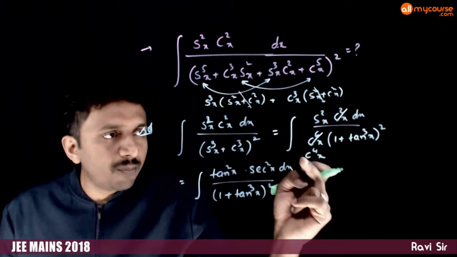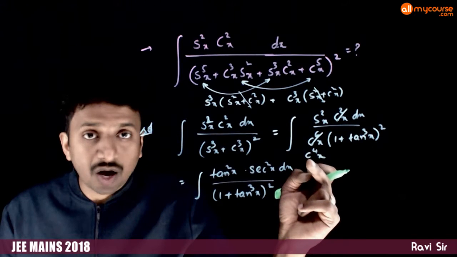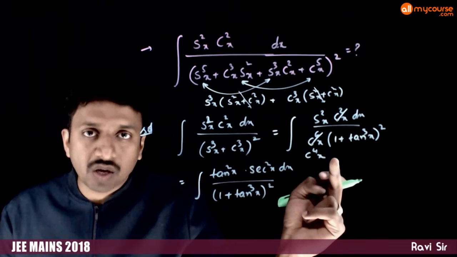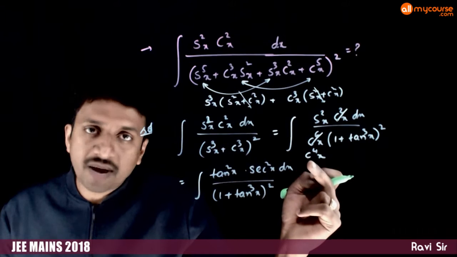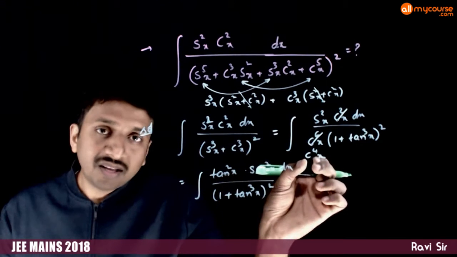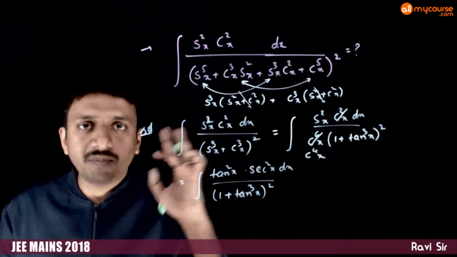So sin²x by cos²x. Cos⁴x is cos²x into cos²x. Sin²x by cos²x is tan²x. The remaining cos²x, if it goes up, becomes sec²x.